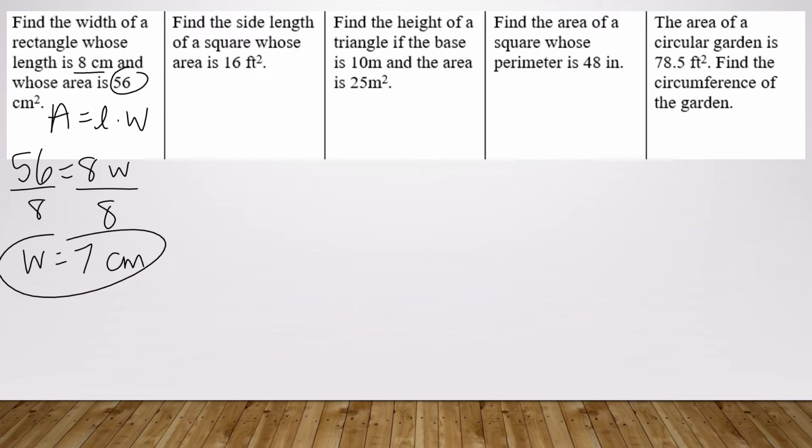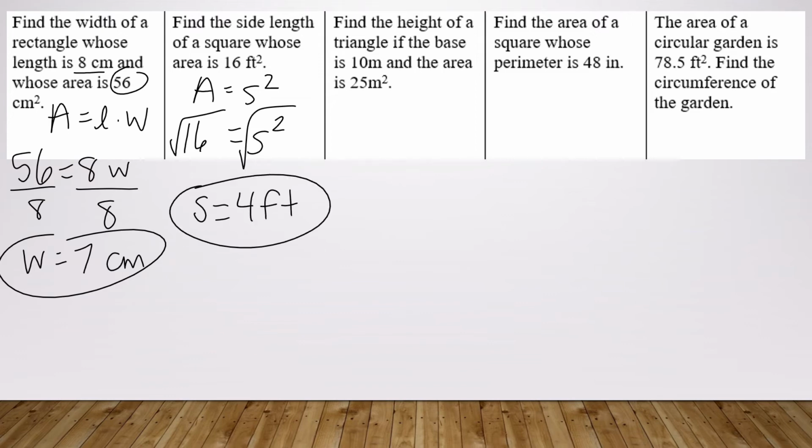Find the side length of a square whose area is 16 feet squared. Okay, so area of a square is S squared. So we're going to put 16 in for A, and then we need to find the length of our side. In order to do that, to get S by itself, we need to take the square root of both sides. The square root of S squared is S. The square root of 16 is 4. So the side is 4 feet, sorry.